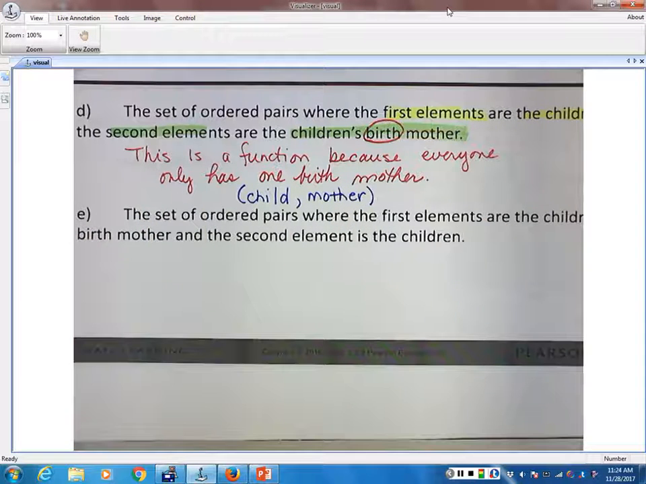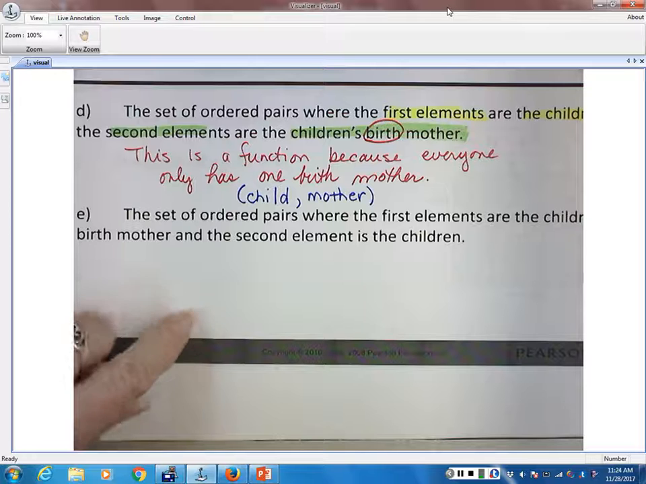So that is a function. But now we're going to switch things up in the next part. Everyone only has what? One birth mother.